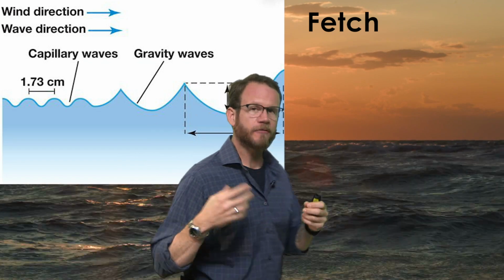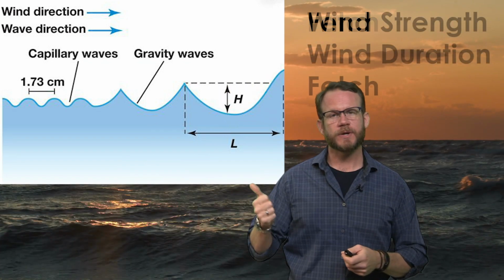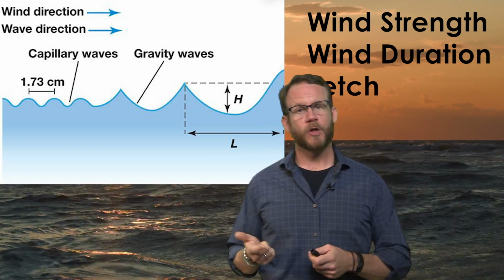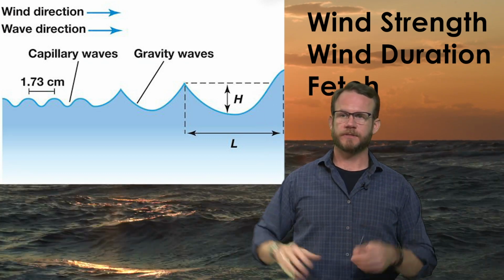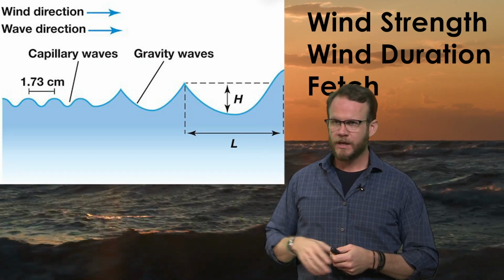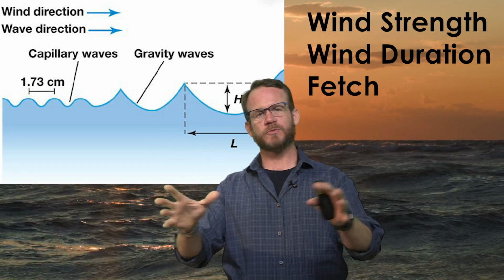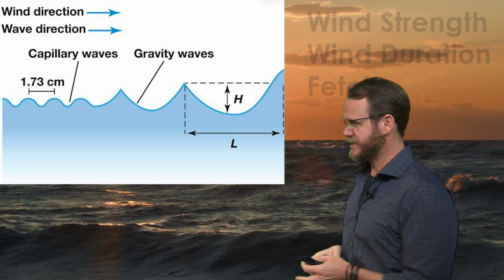So for a fully developed sea, we need wind strength, wind duration, and fetch. So a strong wind blowing for a long period of time over a long distance. That's your fully developed sea. So that's where we are in gravity waves. And as you guys know from standing on shore or just watching out in the water, what's the next thing that happens?